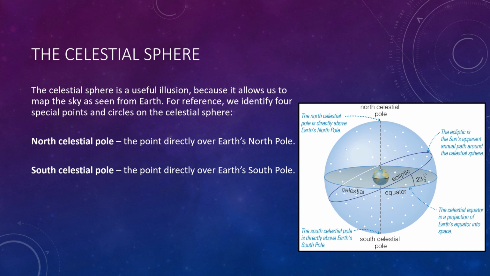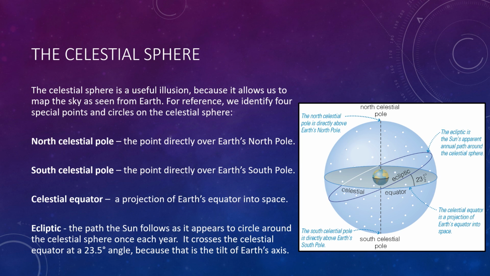Following that same idea, the South Celestial Pole is the point directly over the Earth's South Pole, down here. The celestial equator is a projection of the Earth's equator into space. So here's our equator here, represented by the black line. So the celestial equator is the same thing, just extended out onto this sphere.